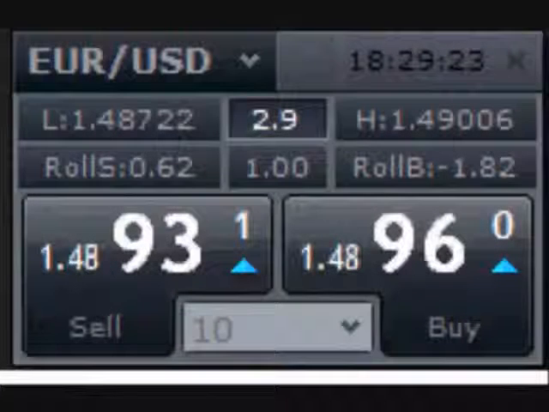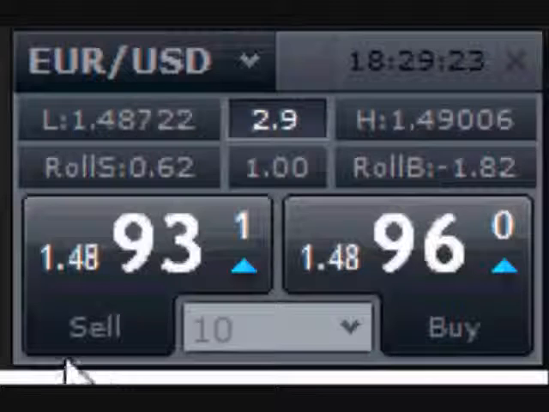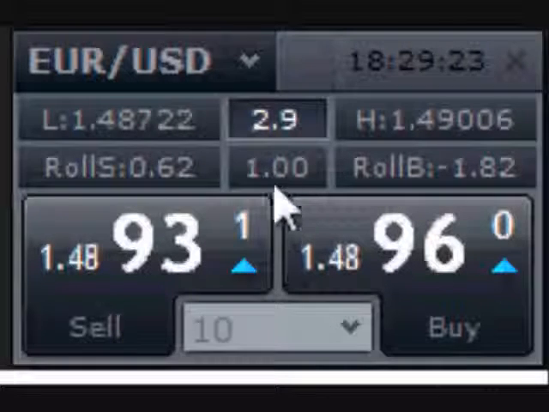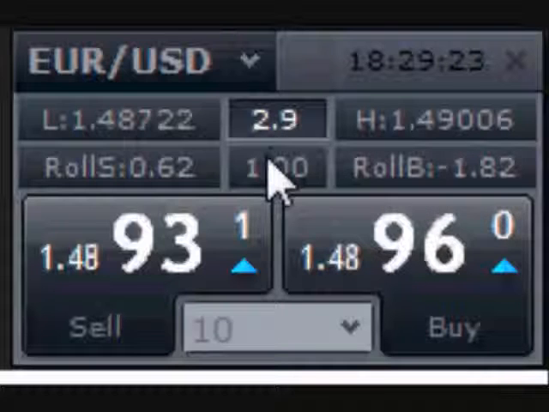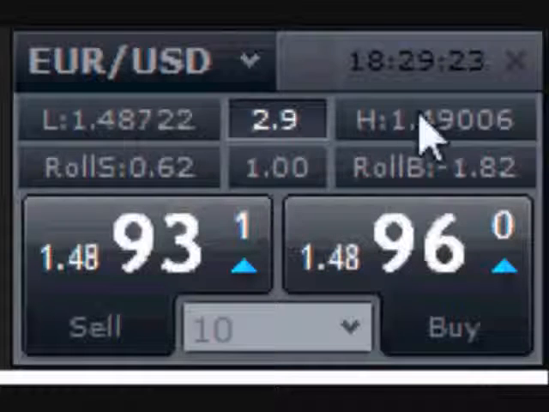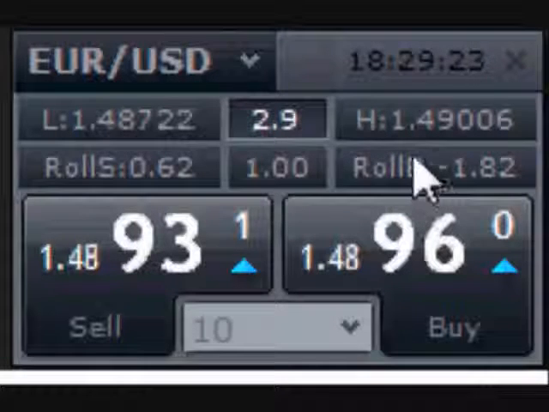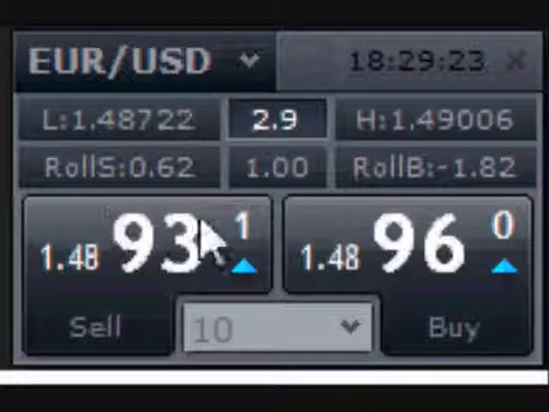Let's take a look at that window again. So, breaking down the window, again we have the sell price and the buy price, the bid and the ask. Up here is displayed the spread cost, which is in pips, and down here is the dollar amount per pip. So when you calculate out for the spread, this is the last time the price was updated, the lowest price of the day, the highest price of the day, and your rollover rates.